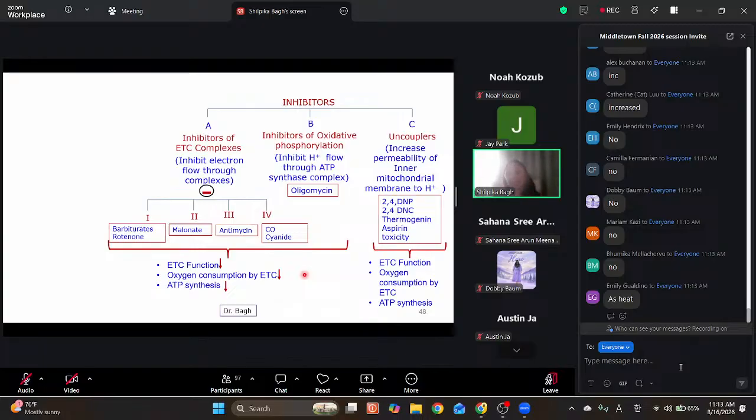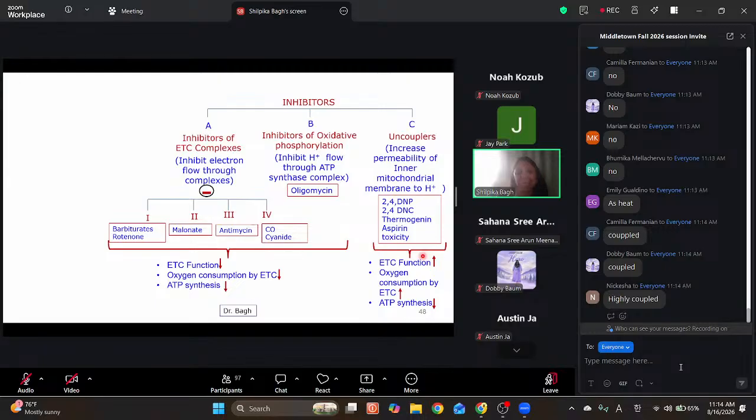That is how you understand why there's a different effect on what? ETC function, oxygen consumption, and ATP synthesis with uncouplers compared to the other two. Why do ETC inhibitors and complex 5 inhibitors have the same effect, I told you. Because they are tightly coupled. So that's why they have the same effect. Why I explain the uncoupler as total dissociation is that's why it has a different overall effect.